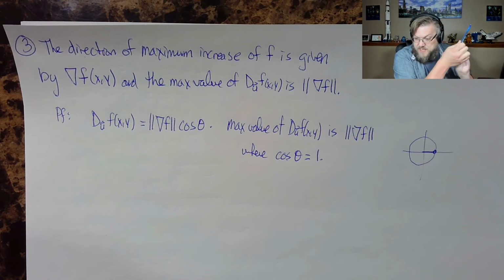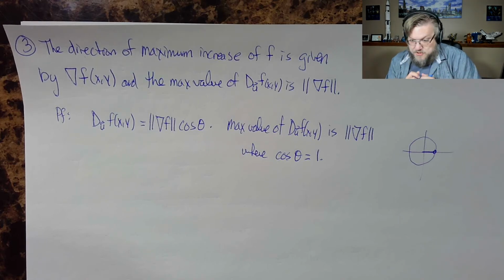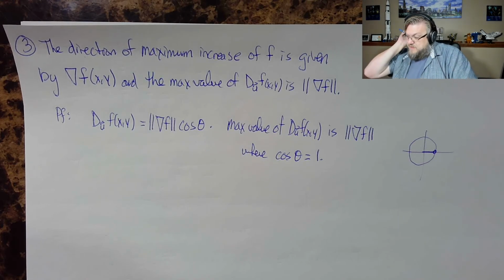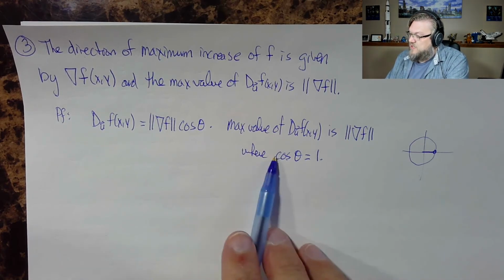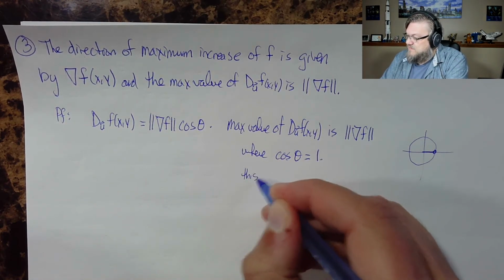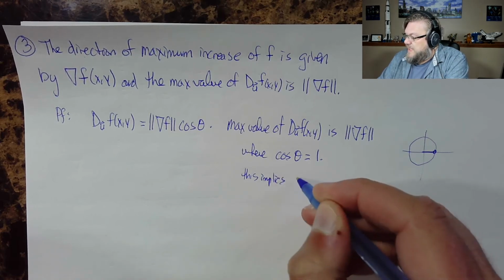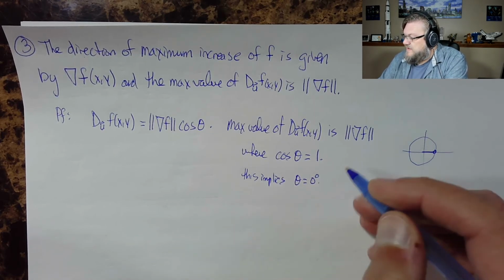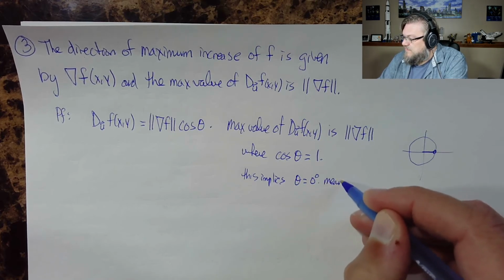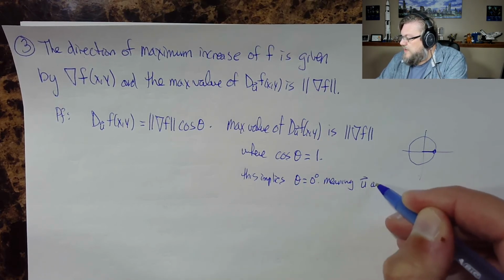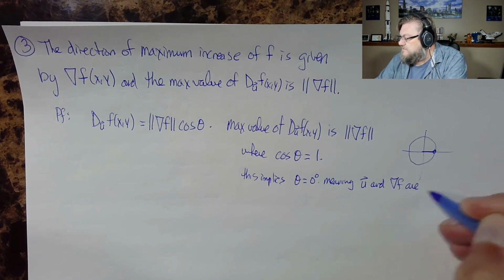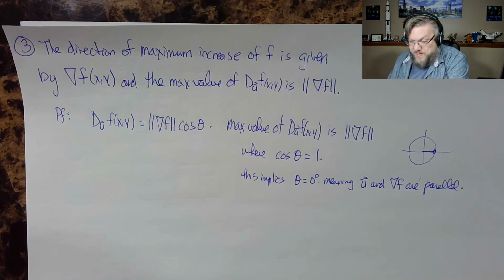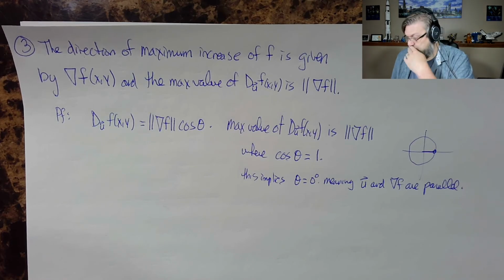Now notice the gradient's not pointing uphill. The gradient's just pointing in the compass direction of which I need to go to experience the direction of maximum increase, right? Okay, so let me finish this off. So where cosine theta equals 1, this implies that theta is 0 degrees, meaning u and gradient of f are parallel, right? Pointing in the same direction. And that's the argument why this is true.